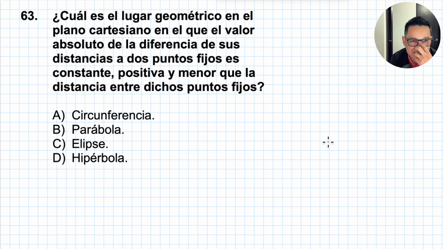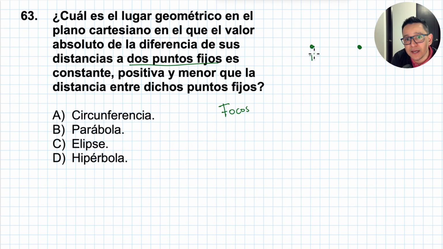Let's go with exercise number 63, which says, what is the locus in the Cartesian plane in which the absolute value of the difference of its distances to two fixed points is constant, positive, and less than the distance between those fixed points? Let's see, when it talks about those fixed points, is it really referring to the foci? So, it's saying that there are two fixed points. I mean, it's saying that there are two foci.